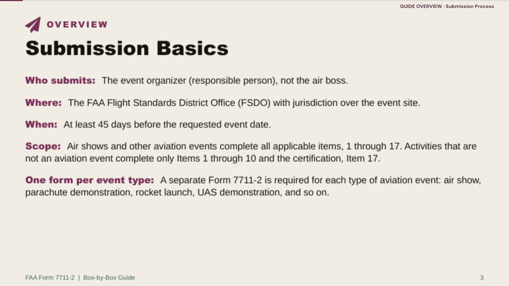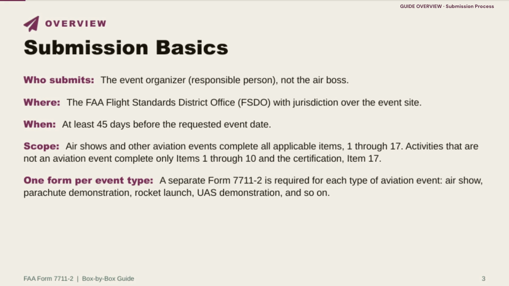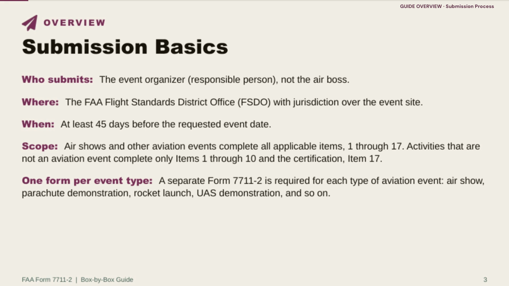Before we get into the individual items, here's how the submission process actually works. The event organizer, referred to on the form as the responsible person, submits the application, not the Airboss. It goes to the FAA Flight Standards District Office, the FSDO, that has jurisdiction over the event site, and it has to arrive at least 45 days before the requested event date. That 45-day clock matters a lot, and we'll come back to it later when we talk about common deficiencies.